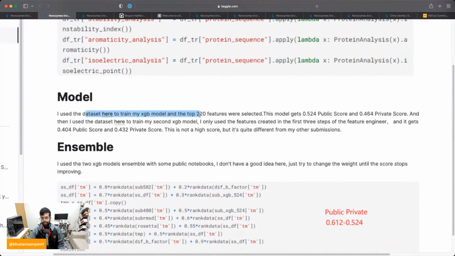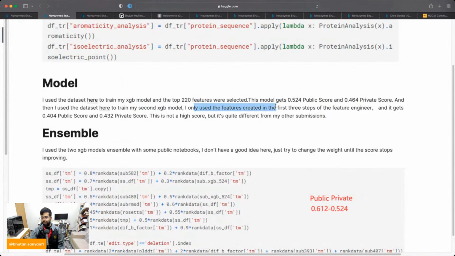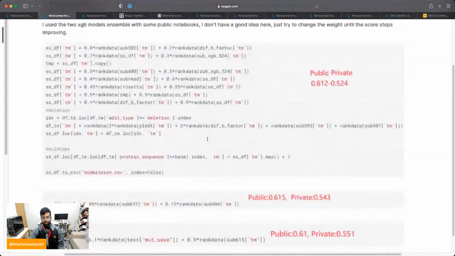And he had used an XGB model, and the top 220 features were selected, which got them this score. And then he used the second data set for another XGB model. He only used the features created in the first three steps, which got him to this score. After which he did an ensemble.